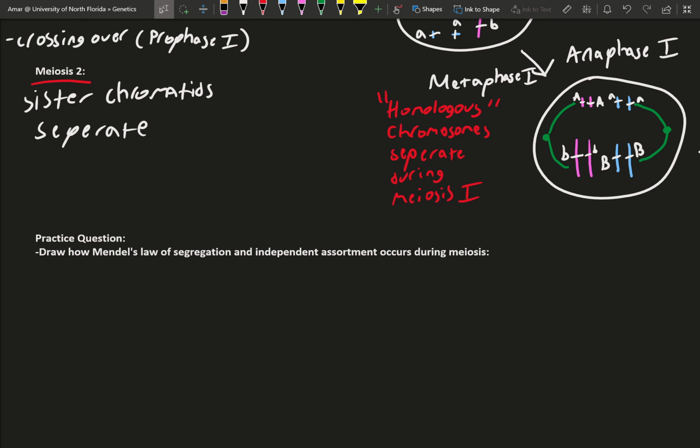Same thing for the law of segregation. If you have just a single gene, you would have an equal proportion of both of those alleles occurring in your gametes. So how is that happening for our practice problem?